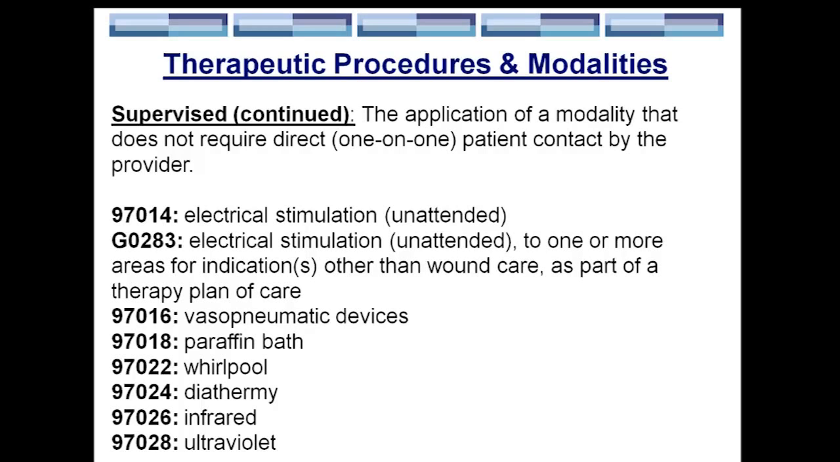Okay, so now we have other supervised modalities that do not require one-on-one contact by the provider. Other examples here are unattended electrical stim. There are 2 codes for that. 97014 is the CPT code, and then some carriers have said we need the HCPCS code, G0283. So you should be aware of which companies require that. If you need help with that, let us know. Vasopneumatic 97016, 97018, paraffin, whirlpool 97022, diathermy 97024, infrared 97026, ultraviolet 97028.